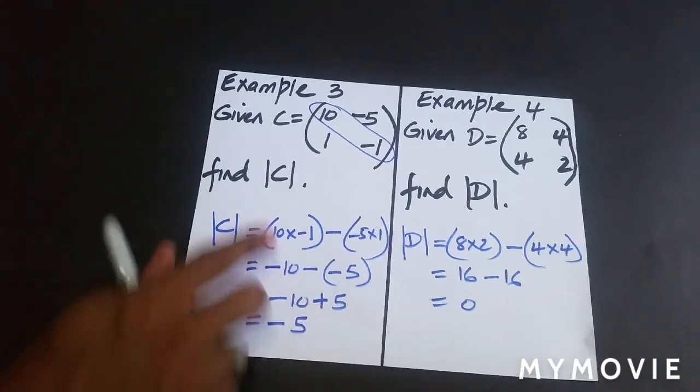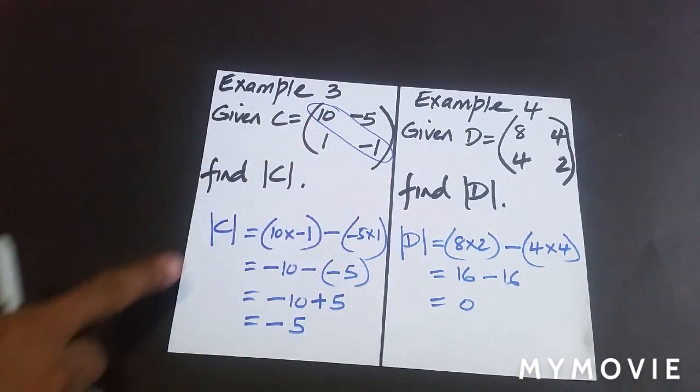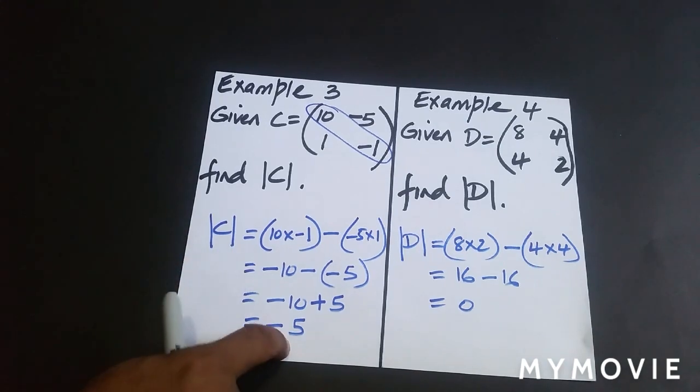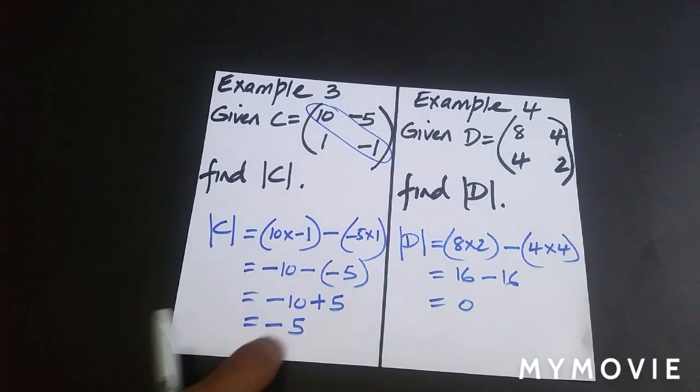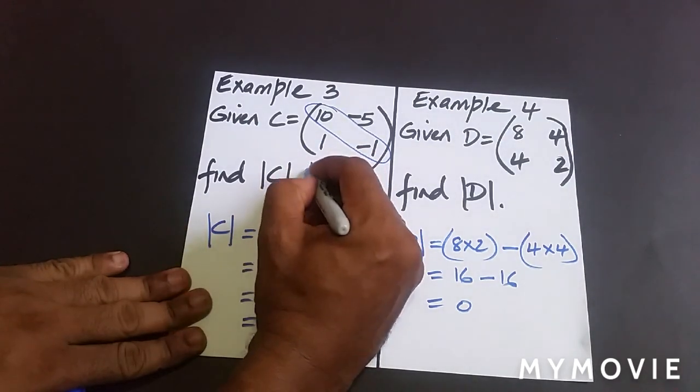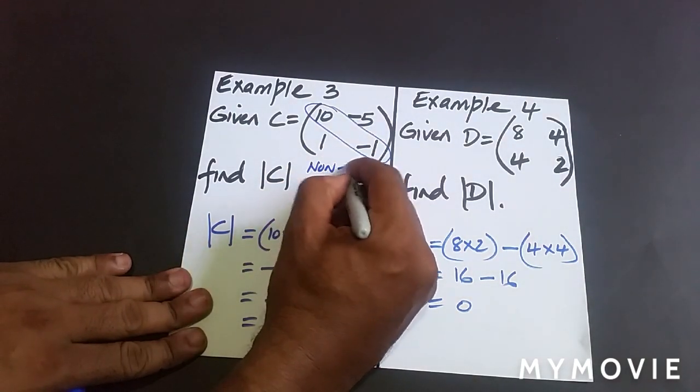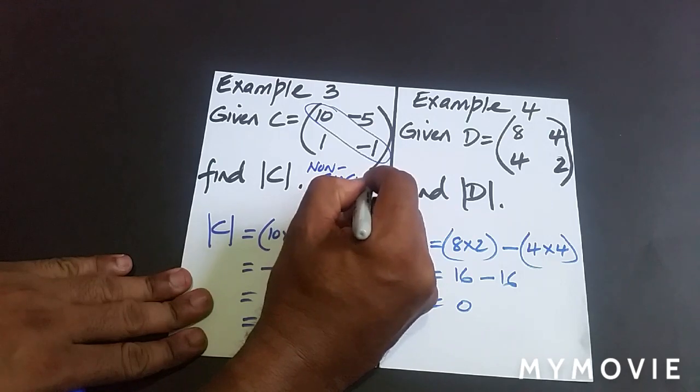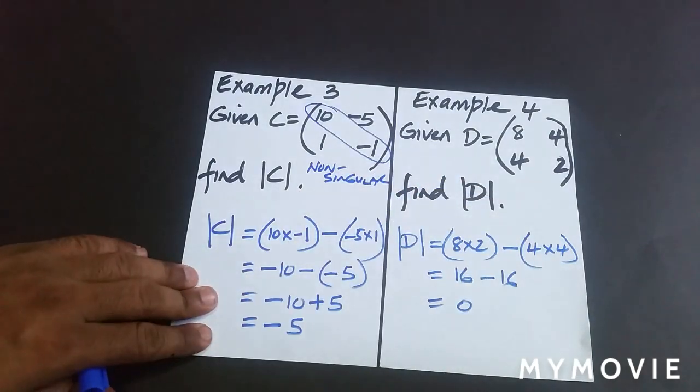Now, matrix C is that. Our determinant for matrix C is negative 5. So would matrix C be singular or non-singular? This matrix here would be non-singular. It would be non-singular.